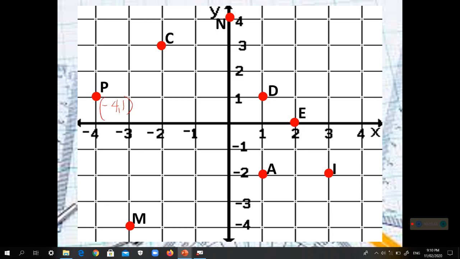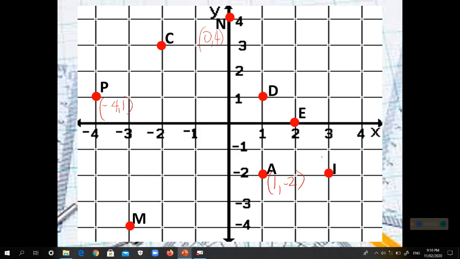Next, let us have point A. Our point A is here. Who can give the coordinates of point A? Yes, the coordinates of point A are (1, negative 2). Again, do not forget the parentheses. Next, let us have point N. The coordinates of point N are, yes, you're right, (0, 4), because it is on the y-axis. So that's why your x is 0 and your y is positive 4.